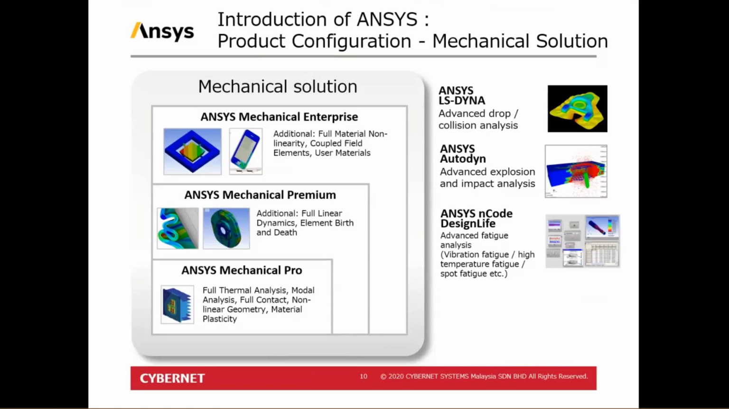For example, you have the full material nonlinearity that includes something like hyperelastic and viscoelastic material. And then you have the coupled field element and also user materials. Now, if you see on the right side of the slide here, there are additional ANSYS products that are not included in the mechanical license. You can think of it like an additional solution for a certain specific problem or need.